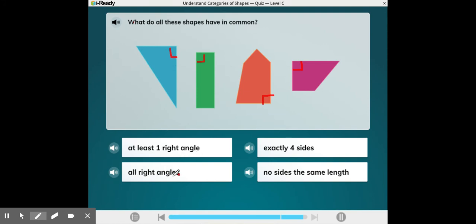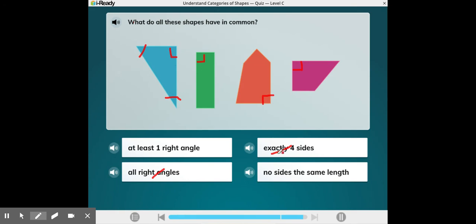All right angles. Do they have all right angles? Well, our triangle has 1 right angle, but this angle and this angle are not right angles. So that one can't be true. Exactly 4 sides. Exactly. That means no more, no less. How many sides does a triangle have? 3. That means they do not all have exactly 4 sides. By the way, this shape here also does not have exactly 4 sides. 1, 2, 3, 4, 5.